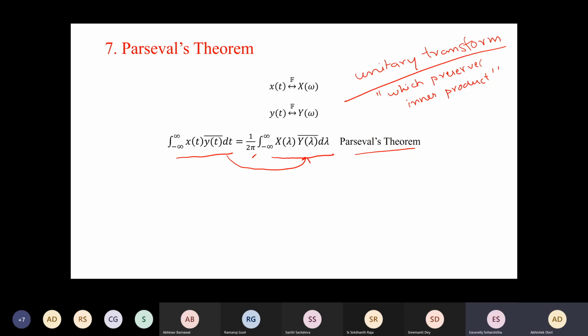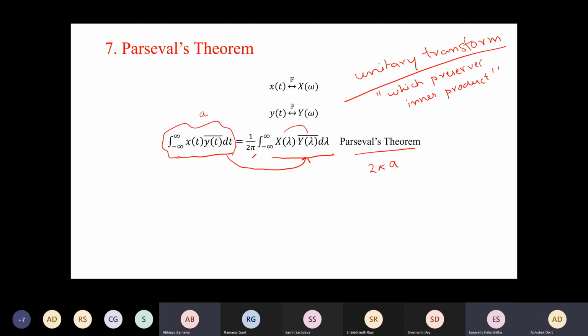It's an important theorem. Let us try to prove this. What do we mean by preserves inner product? It simply means that here we are taking the inner product of the time domain signal. Whatever you get, some number, let's say a, you might get a complex number. And if you take the inner product of the transforms of these two signals, you will simply get 2 pi a.